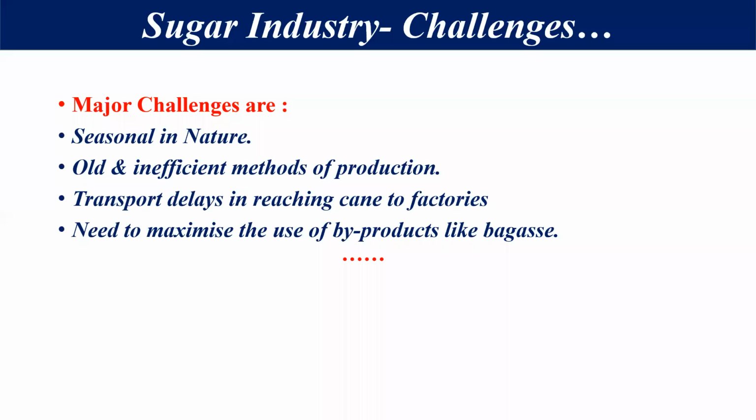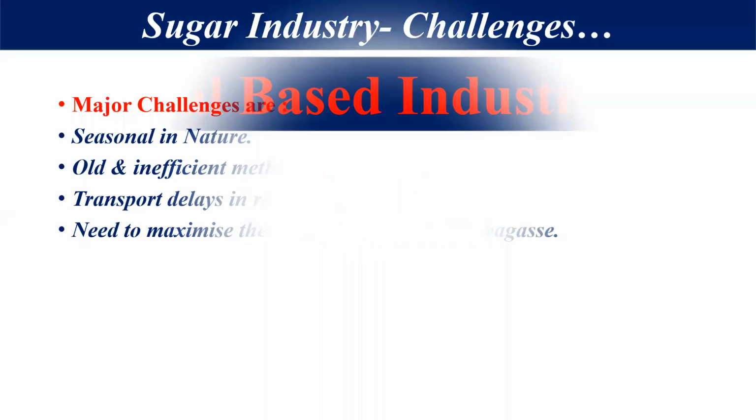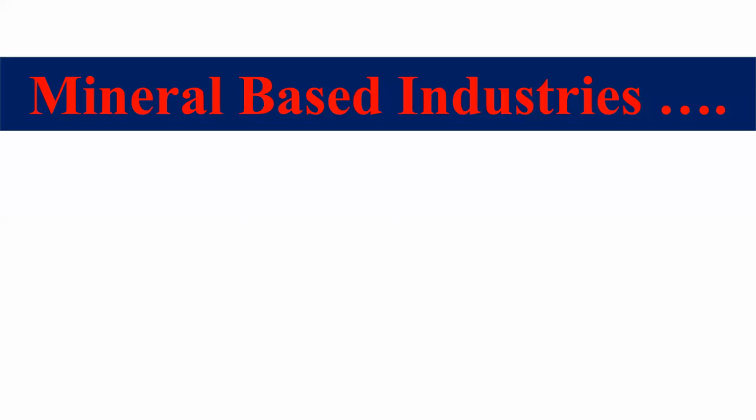And the next one is need to maximize the use of the byproduct like bagasse. Bagasse is like you can say the byproduct of the sugar. Read this thing. What is bagasse? Right? Try to find out what is bagasse. So there is a great need to maximize the use of the byproduct of it. If we are not using it, it means the raw material is not available for the industries also. So these are the major challenges which our Indian industry faces, right?